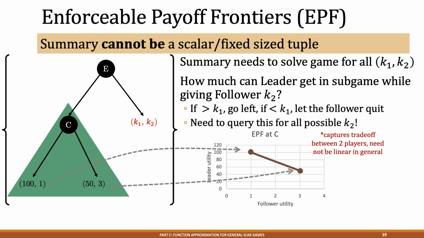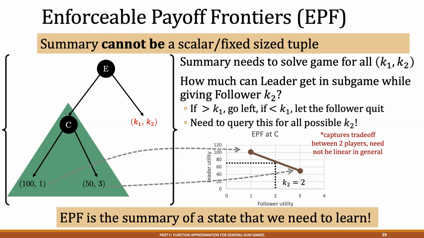Right? And if you go back to what I mentioned about general sum games, we need to take into account what the other player gets as well. It's not just about us. So as it turns out, the EPF is basically the summary of the state that we need to learn. And this would be analogous to the value of a game in chess. Right? The difference is that it's now a function. It's not just a simple scalar.